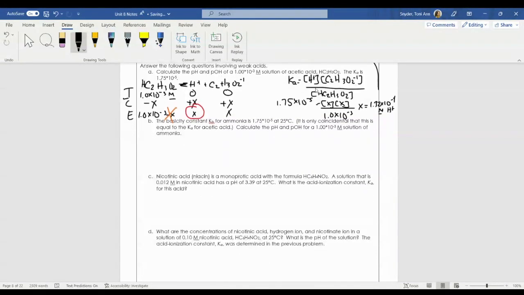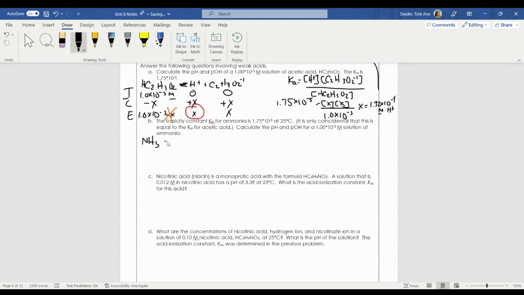So the basicity constant, Kb, for ammonia is 1.75 times 10 to the negative fifth. And notice it does say it's only coincidental that it's equal to the Ka for acetic acid. That was not done on purpose. So it says calculate the pH and pOH for a 1 times 10 to the negative third molar solution of ammonia. So ammonia is NH3.